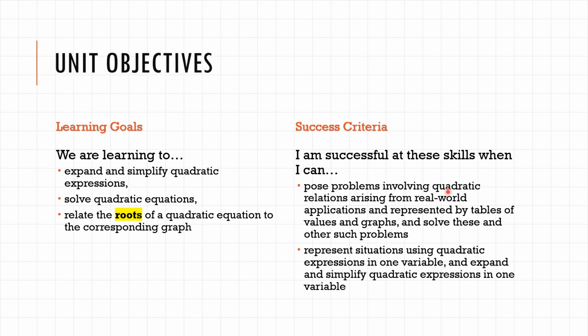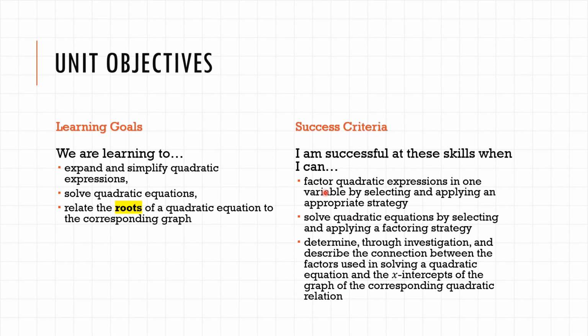We'll pose problems that involve quadratics that come up from the real world. We'll look at tables and graphs and use those to solve those problems. We'll take a quadratic expression that has only one variable in it, like x. We'll represent a situation using that equation, and we'll expand and simplify it as long as it only has one variable. We'll also start to factor quadratics by choosing the best strategy, and then we'll solve those by applying a factoring strategy. We'll also determine, using an investigation, what is the connection between the factors in a quadratic and the x-intercept?